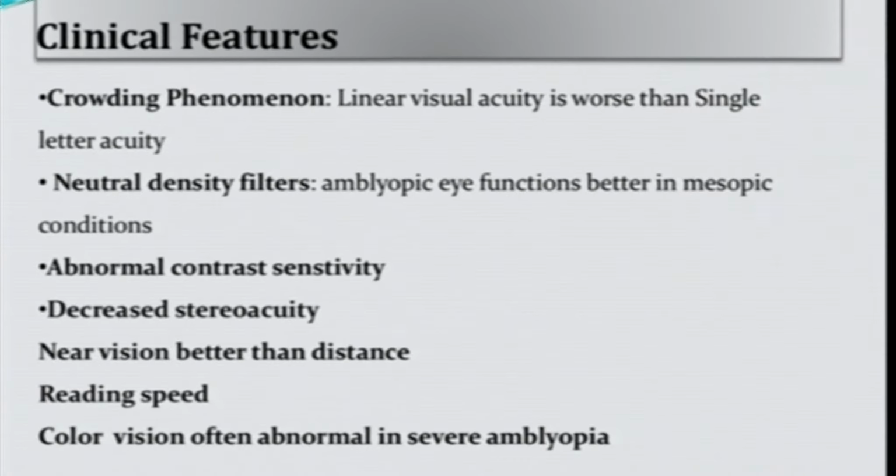There are other clinical features in amblyopia, such as the crowding phenomenon, where you find that the linear visual acuity is worse than the single letter visual acuity. If a neutral density filter is given in the better eye, the amblyopic eye functions better in mesopic conditions as compared to photopic conditions. The amblyopic eye also shows abnormal or decreased contrast sensitivity. There is decreased stereoacuity, and often the near vision is better than the distance vision. The speed of reading is also affected in such cases, and color vision can be defective depending on the grade of amblyopia.